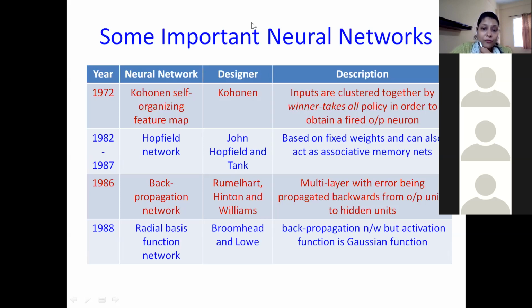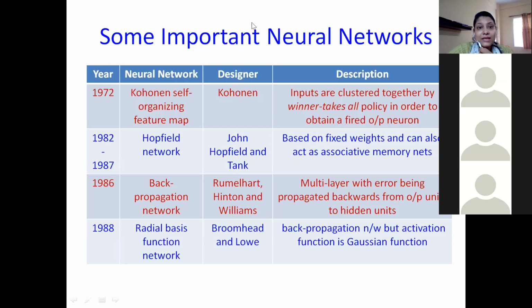In the case of the Hopfield network, we have some fixed weights. And whenever we have fixed weights, we have to design a particular neural net which is going to be utilized as a learning algorithm, as well as acting as an associative memory net. So it is used as a memory as well. Then there is the backpropagation network, a very popular neural network like the perceptron.